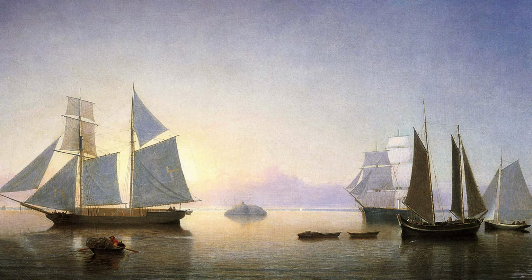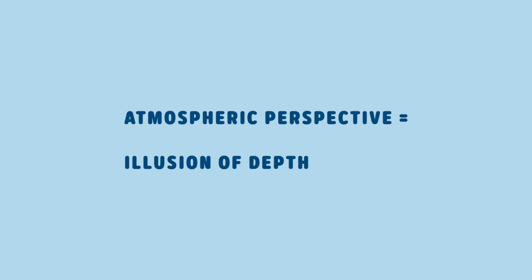Look at this image by Fitzhenry Lane. This painting has atmospheric perspective. Atmospheric perspective means that the artist creates an illusion of deep space by making gradual changes between the foreground and background.